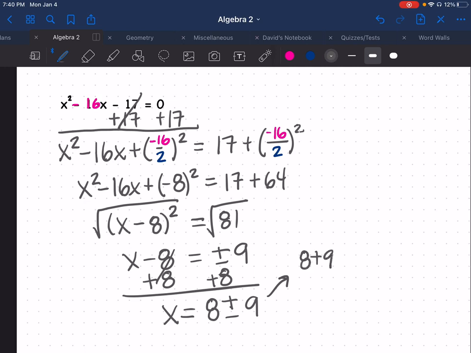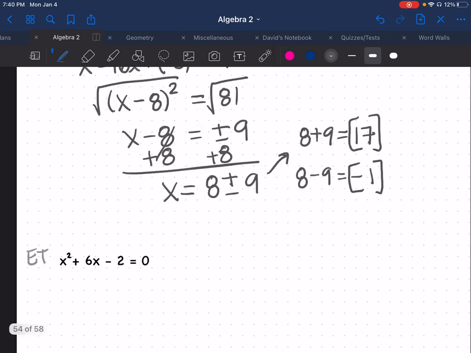8 plus 9 is 17. There's one answer. 8 minus 9 is negative 1. There's my other answer. Now remember, these are my roots, these are my solutions, these are my x-intercepts.